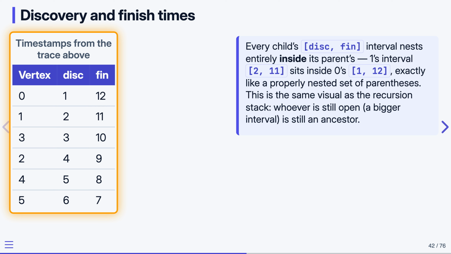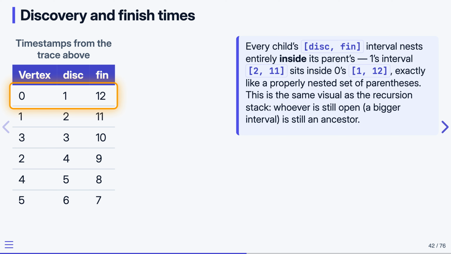This table collects the timestamps from the trace we just watched. Each vertex has a discovery time when its frame opened and a finish time when its frame closed. Vertex 0 opened first, so its discovery time is 1. It closed last, so its finish time is 12. Its interval runs from 1 to 12. Vertex 1 has discovery time 2 and finish time 11. Its interval from 2 to 11 sits completely inside 0's interval.